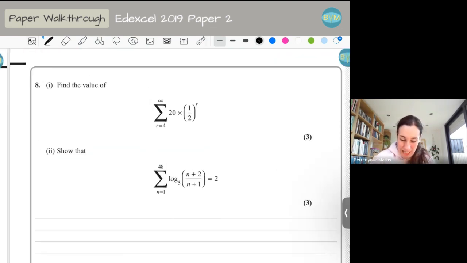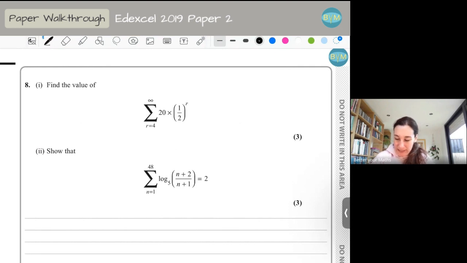Question 7. You have a series and sequences question. You have to find the value of this sum. This is a geometric series because you are multiplying by this common ratio, and you are adding infinite terms. You have a formula in the formula booklet to add infinite terms of a geometric series where the ratio is smaller than 1. Don't forget that you have that formula in the formula booklet.